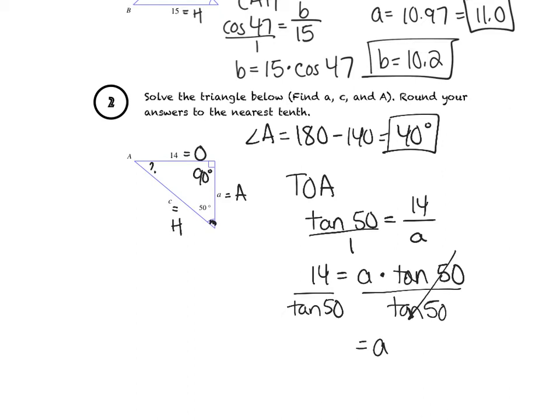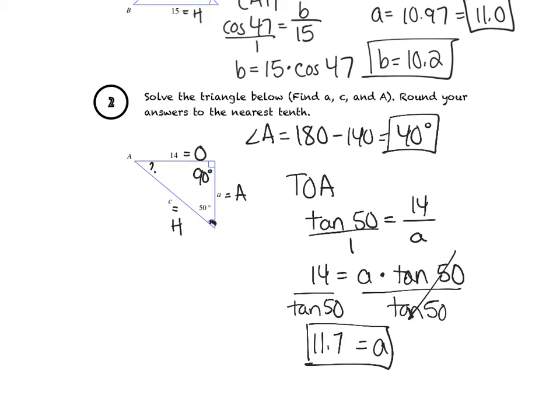Once we do that, we can then punch this into the calculator. Again, you probably want to download the graphing calculator, Calculate 84 app on your phone. So if I punch in 14 divided by tan of 50, and round to the nearest tenth, I get 11.7. There's your second answer. Now we have to find C.